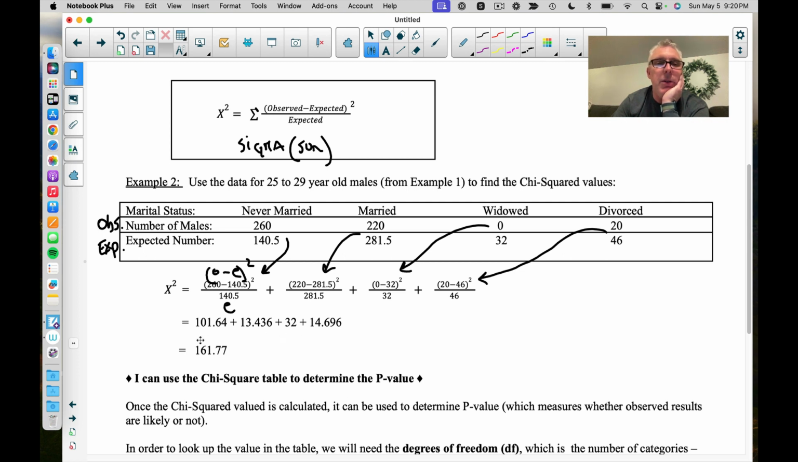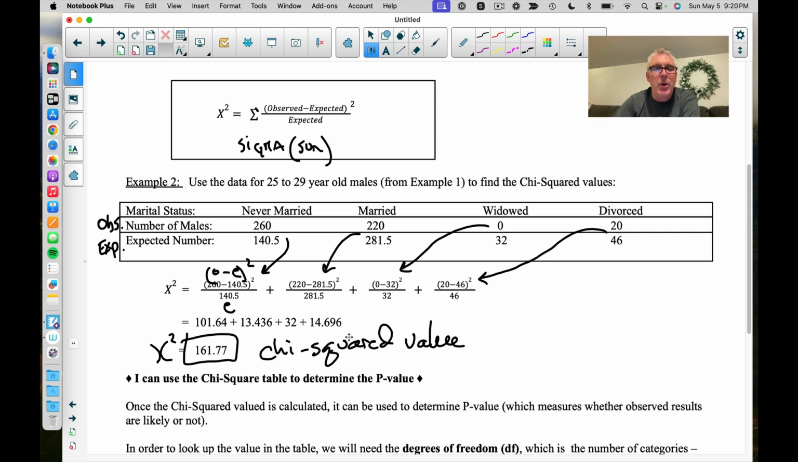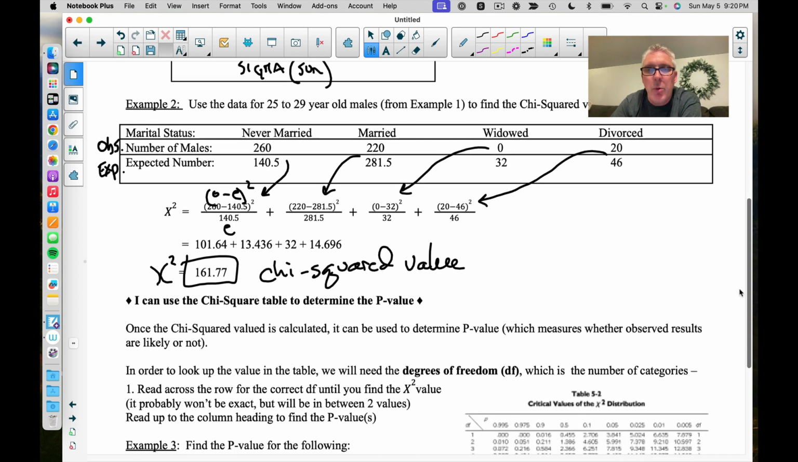And if we crank all those out, we get a number. That number is this weird looking X squared. That's our chi-squared value, hard to write. And we're going to use that on the table that you should have picked up when you walked in. Okay, so let's talk about how that table works.